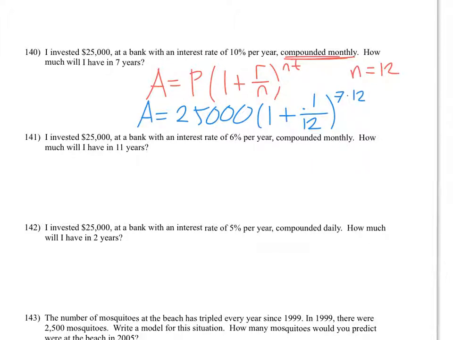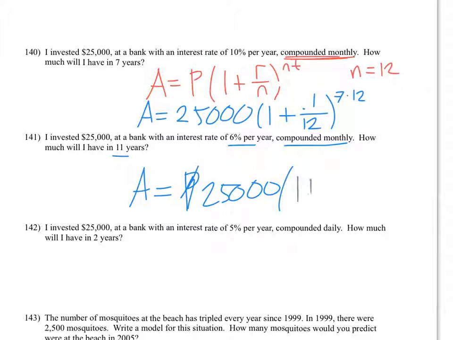Similarly for number 141, this time we're looking at 6% compounded monthly and 11 years. Again, I'm just going to set this up because I am assuming that you know how to press enter on a calculator. So we're looking at 25,000 times 1 plus 0.06 over 12, and that's going to be 11 times 12.